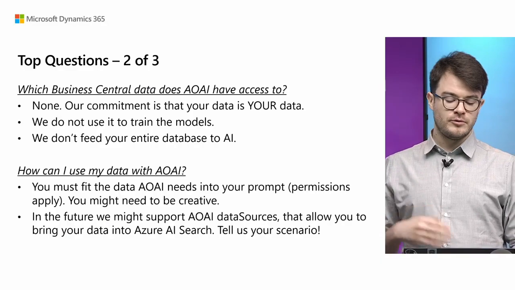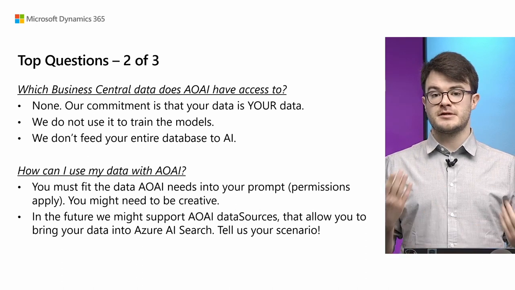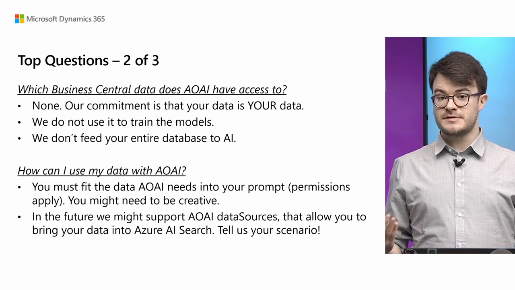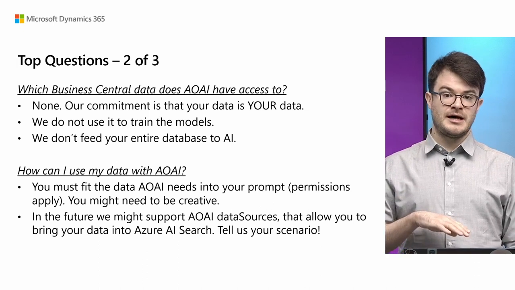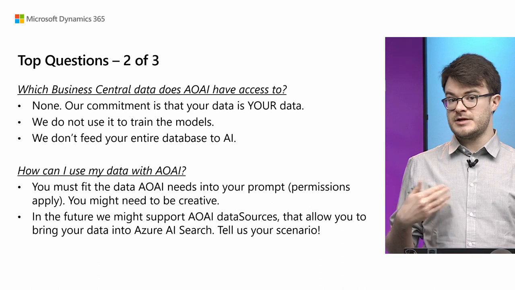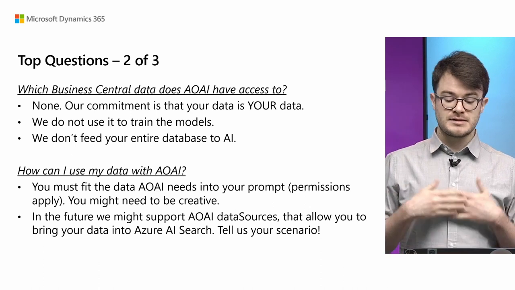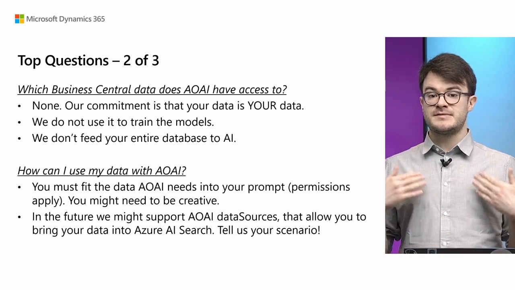For example, get the model to suggest the item category. Or maybe you already know the item category, so you can filter down your items just to the ones that belong to this category. Of course, permissions always apply. So the Copilot feature will work within a user session, and the permissions of that user will be the ones that apply to data. There are other options for you to bring your data into Azure OpenAI, such as the data sources capability I mentioned earlier. And just reach out to us, tell us your scenario, tell us what you think, and help us prioritize.